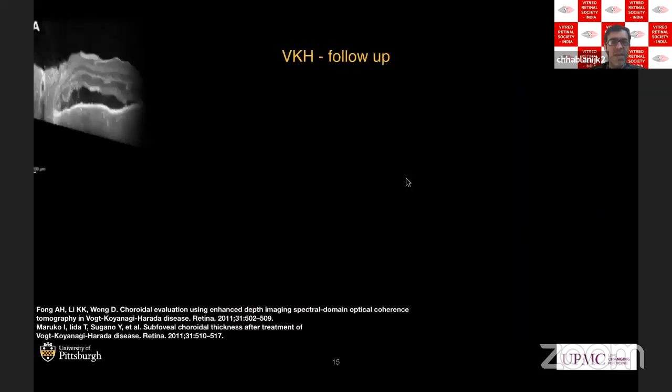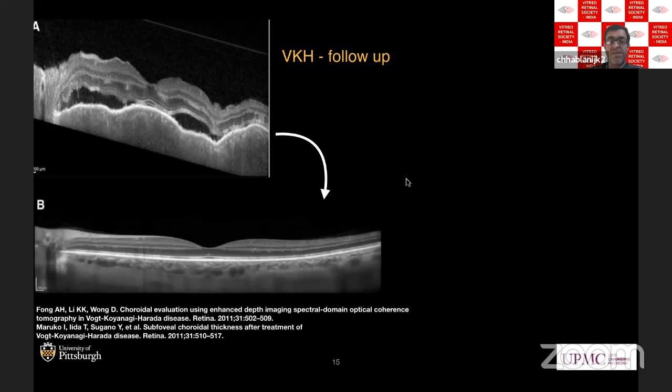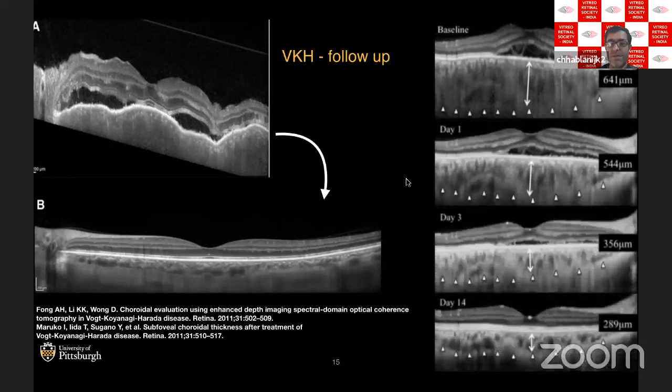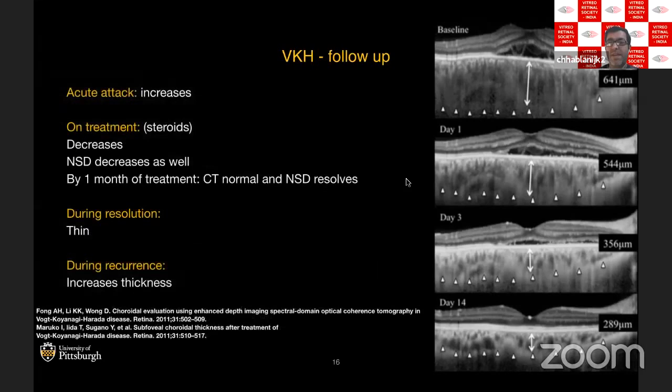Let's go back to VKH. We saw this picture of VKH where the choroid is thickened and the choroidal architecture is not seen. When this patient is treated with steroids, you can see that not only did the choroid become thin, but now you are able to see the choroidal vessels clearly, which we were not able to see before we started the treatment. And this beautiful paper from Japan clearly shows how the choroid is thickened in the beginning and slowly comes down as you treat this patient with steroids.